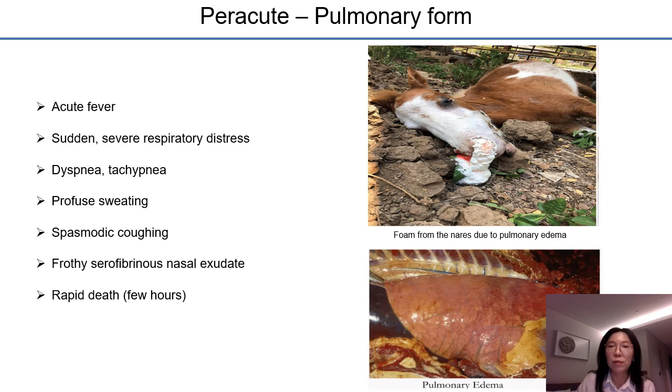The acute fever, the peracute form, is sudden severe respiratory distress and dyspnea, tachypnea, profuse sweating, spasmodic coughing, coughing severely, and a frothy, serofibrinous nasal exudate, and a rapid death. In a few hours, they died.